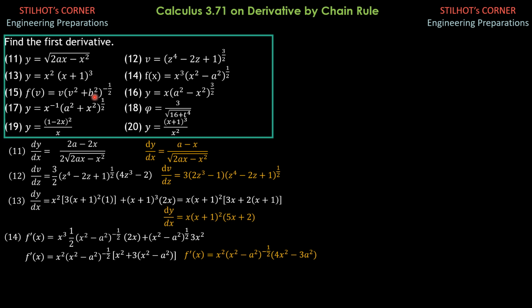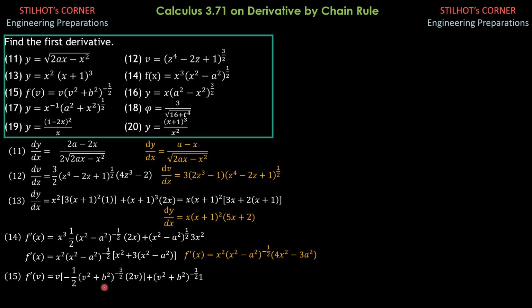For number 15, this is derivative of product again. F prime of v is equal to first, v, times derivative of second, which is negative 1/2 quantity v squared plus b squared raised to negative 3/2 times 2v, the derivative of v squared plus b squared, so times 2v. Then plus second, we simply copy this. Derivative of v is 1 with respect to v. So plus quantity v squared plus b squared raised to negative 1/2 times 1.